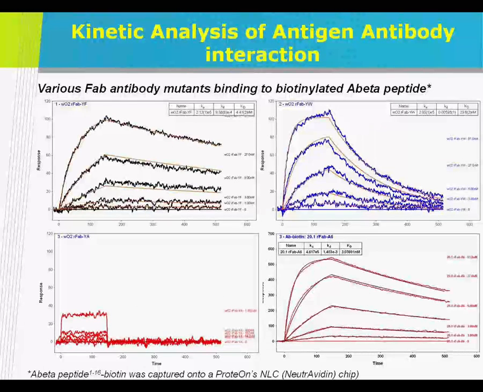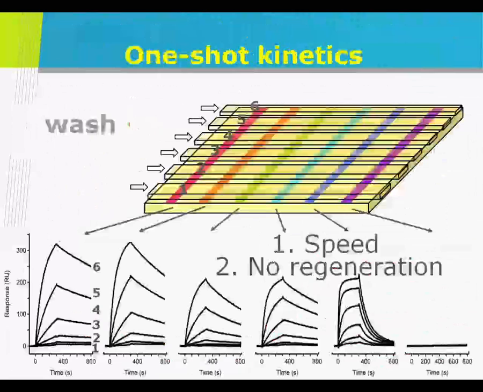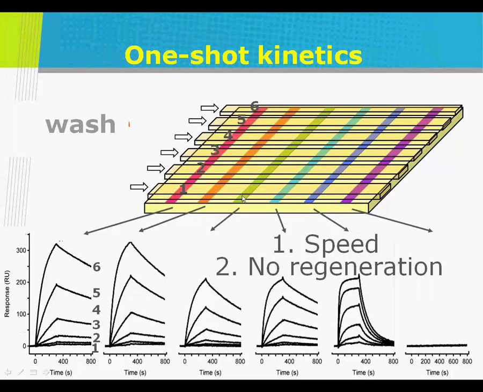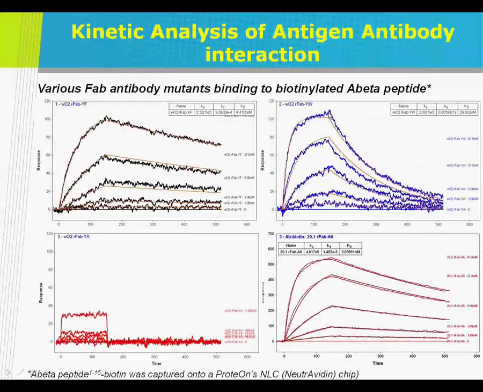You can see that you're getting different kinetic profiles. I should have pointed out that what you're monitoring is the association phase and the dissociation phase in this instrument. So you can see that some of these, especially the dissociations, are quite different from one antibody to the other. And in this case, the binding is very weak. You're barely getting any signal.